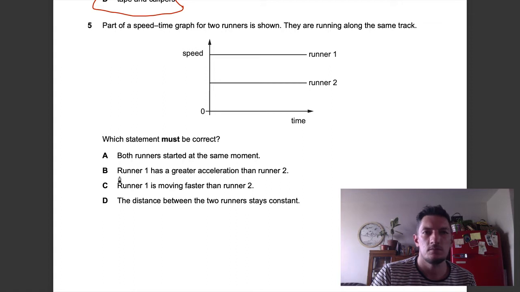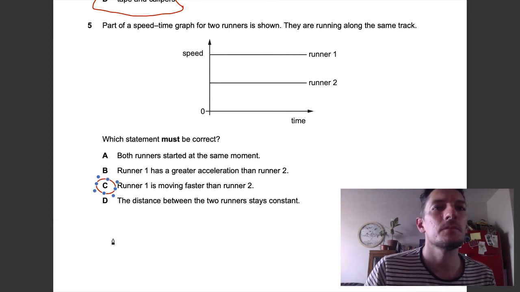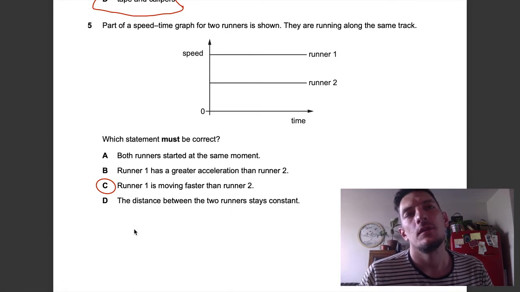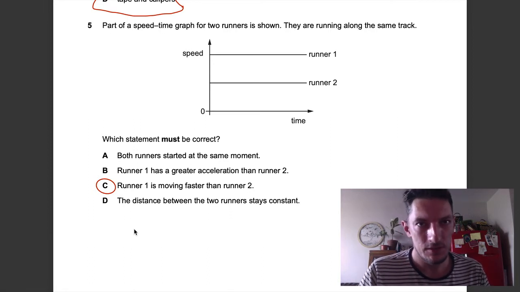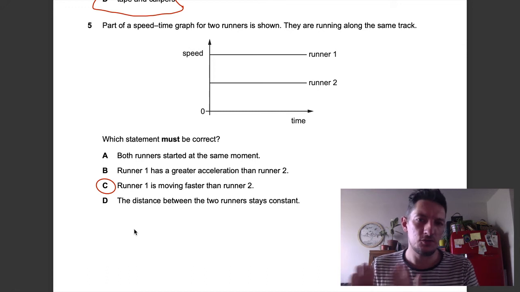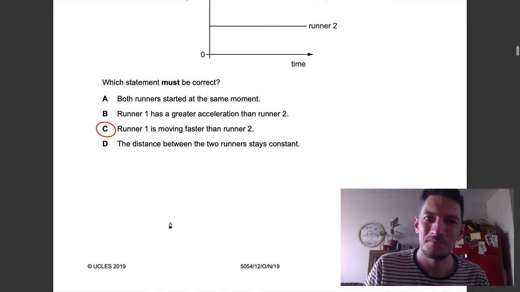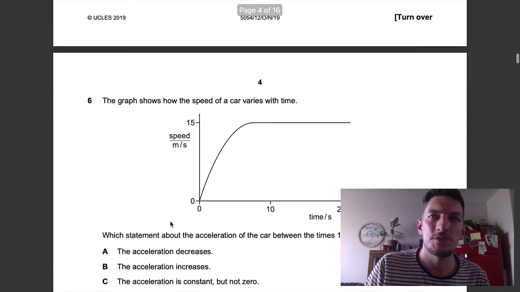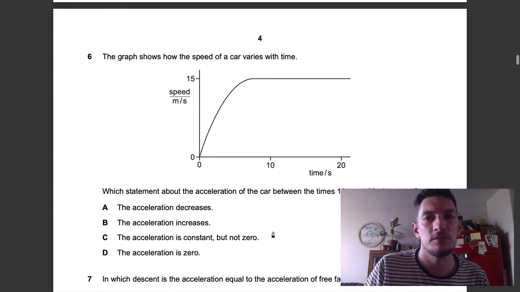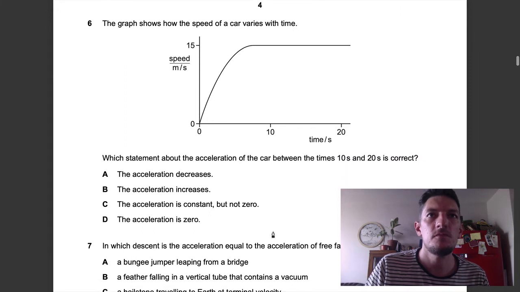Number C, runner 1 is moving faster than runner 2. I don't think that's controversial. That's obviously correct. The distance between the 2 runners stays the same. Now, the distance on this graph does stay the same, but that doesn't mean the distance between the 2 runners stays the same. If you have a runner running at 10 k's an hour and another runner running at 20 k's an hour, the distance between them will grow. If it was a displacement-time graph, that would be true, but it's a speed-time graph. Cool.